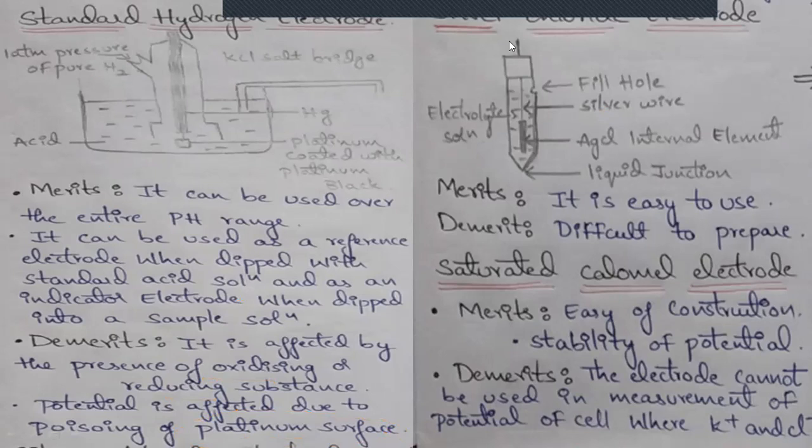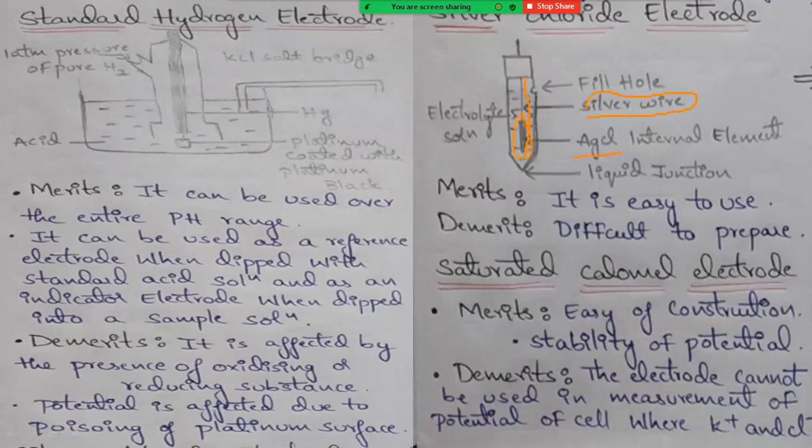Next one is the silver chloride electrode. So what is this silver chloride electrode? We have a silver wire. As we already discussed, metal wires are present in electrodes, sometimes platinum wires, sometimes silver wires. So here we are taking a silver wire, which is dipped in the solution. But the silver wire is very thin, so it also has to be coated with silver chloride. That's why at the tip of the silver wire there is a silver chloride coating.